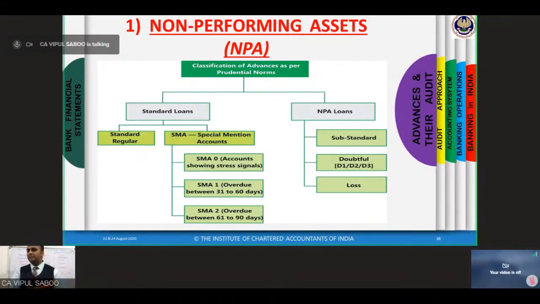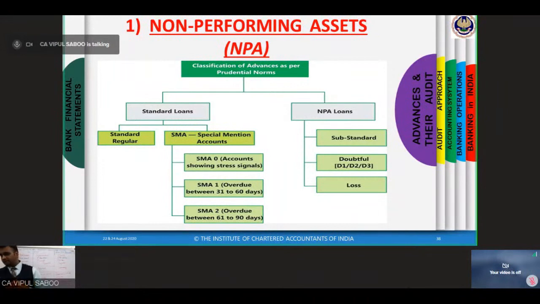Then under standard loans, we have SMA accounts, which require special mention, because once we give attention to them at this stage, they might get corrected, they might become regular. Because once irregularity starts, it is an infection. This is like the corona chain. Once it starts, it can lead up to NPA. So if the overdue amount crosses 90 days, within 90 days there is no entry in the account, nothing paid, no activity on the account. That means it is not performing. After 90 days, you put it into NPA.